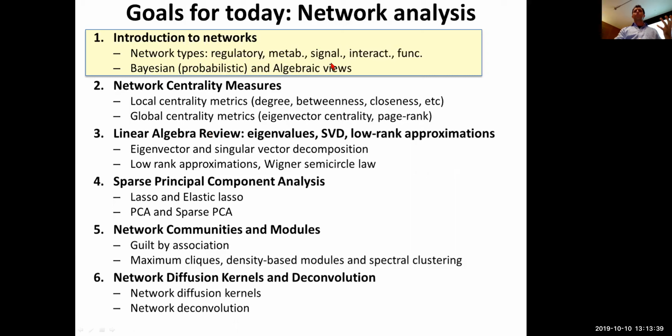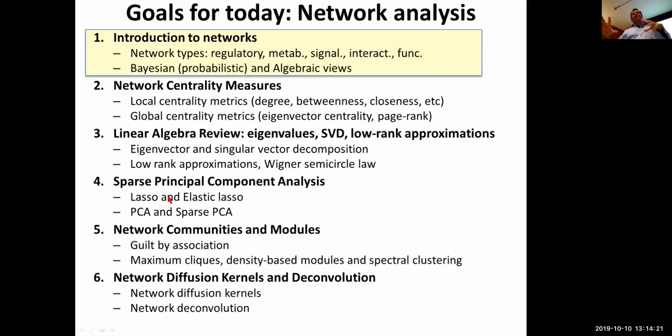Regulatory networks, metabolic networks, signaling networks, interaction networks, functional networks, and then look at both the probabilistic interpretation and the algebraic interpretation. We're going to talk about measures of network centrality, basically both local measures of degree, betweenness, closeness, as well as global metrics, eigenvector centrality, PageRank, etc. Then we're going to look at the algebraic interpretation and also geometric interpretation of these networks. How do we deal with graphs using linear algebra techniques like eigenvalue decomposition, singular value decomposition, low rank approximations, and what does that mean in the context of networks?